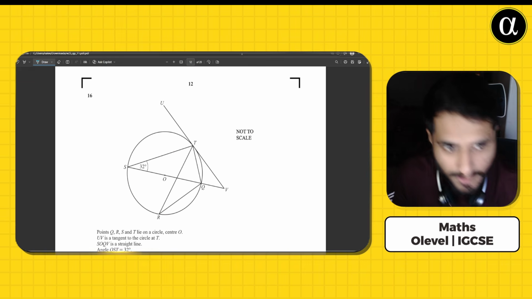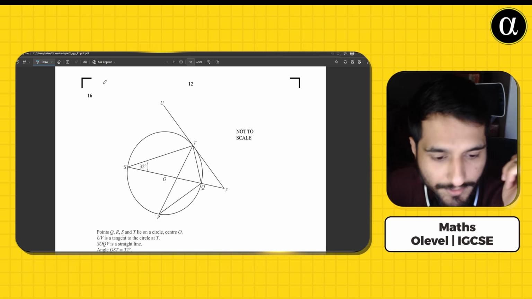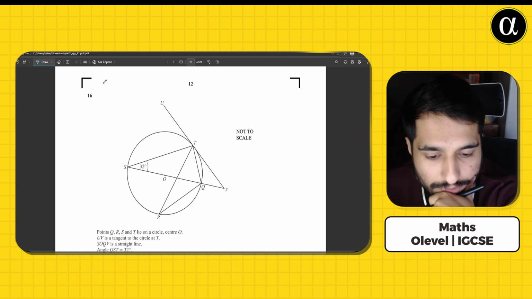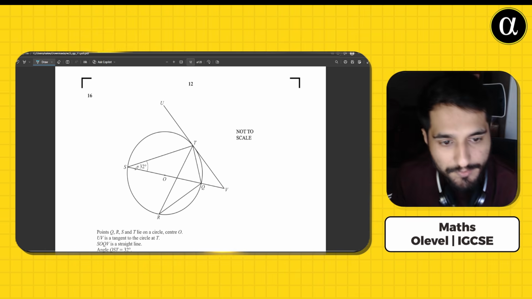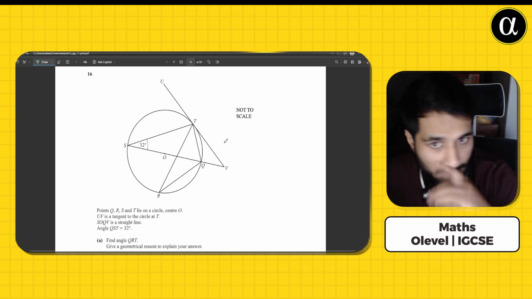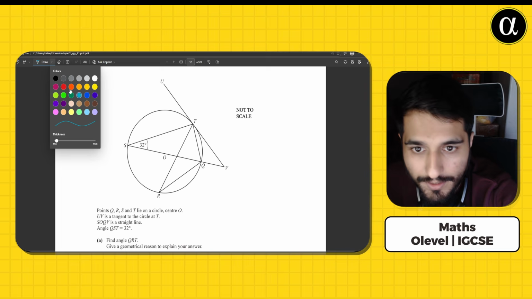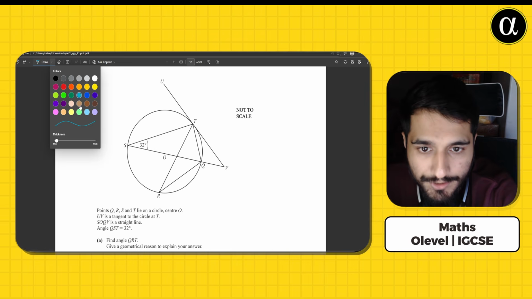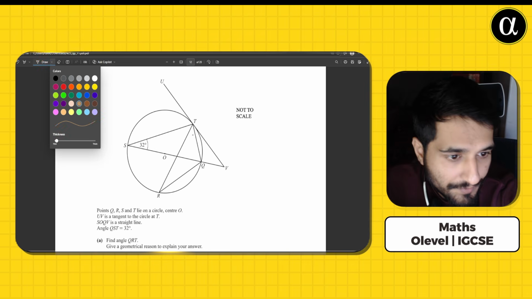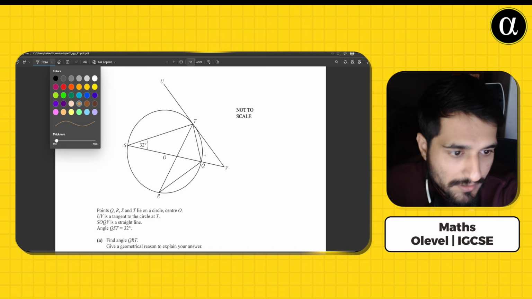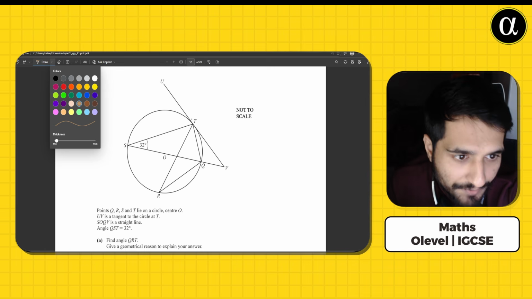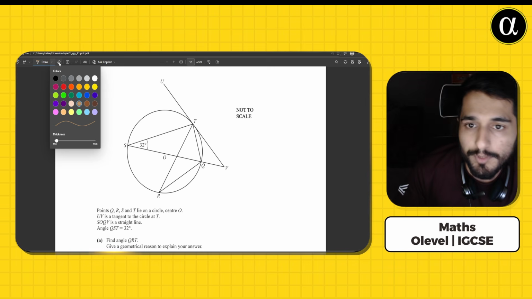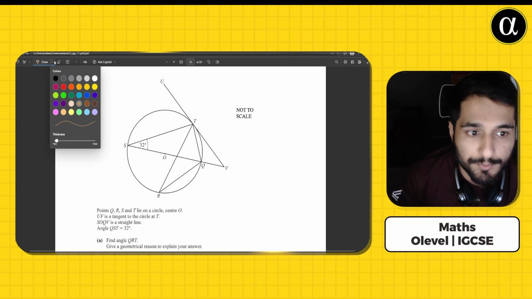That's question number 16. Now it says points P, Q, R, S, and T lie on a circle center O. QV is a tangent to the circle at T, and SOQV is a straight line. We know the angle QST to be 32, it's going to be this. Now, what we should be knowing over here is that since we have a tangent and then we have a few triangles, we don't have a radius over here, do we? Yeah, we don't have a radius with the tangent. That means we will probably not be having a 90 degrees over here due to the tangent and the radius.